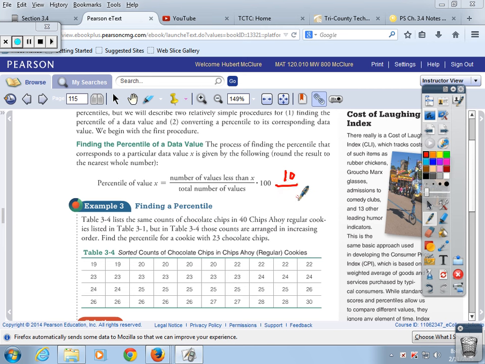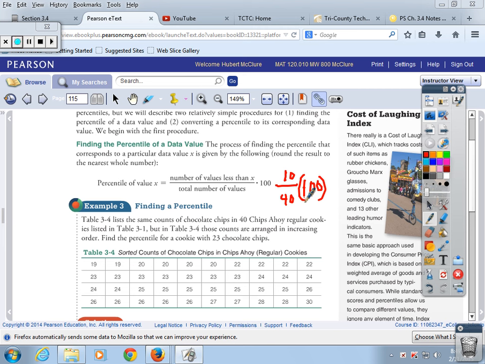Divided by, how many values are there? 40. Multiplied by 100. Please do not use a calculator for this, because you're hanging a sign around your neck that says I don't know how to do math. Why? Because what's 100 divided by 4?